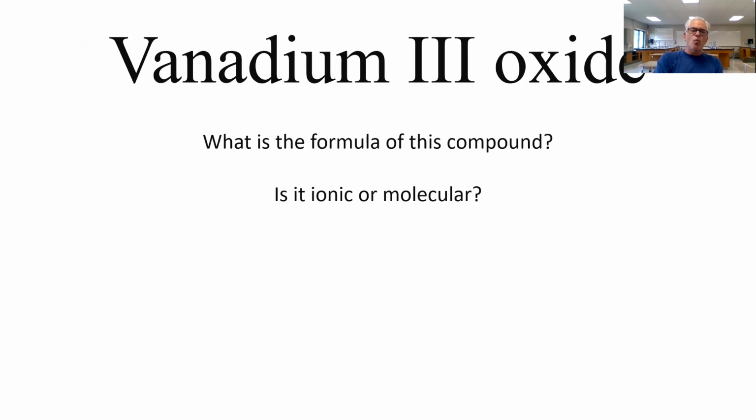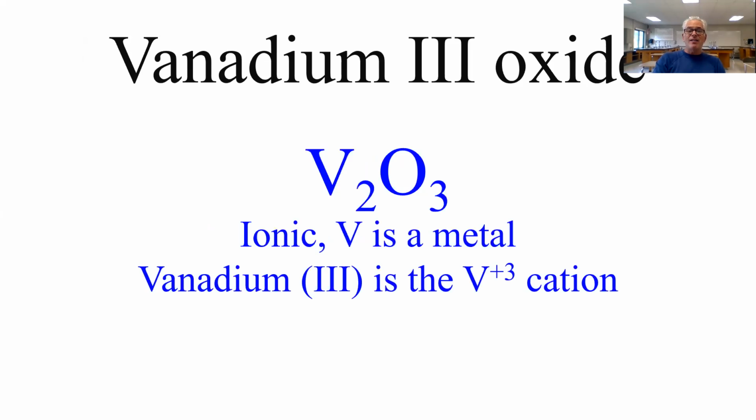V for victory. V is number what? 23. Vanadium Roman numeral trioxide. So you got to write V plus 3, O negative 2. Do the crisscross deal. It's ionic because vanadium's a metal, even though you don't know vanadium. Vanadium is a good friend of mine. She lives on 23rd Street. I mean, she's element number 23. Vanadium, Roman numeral trioxide, V2O3.